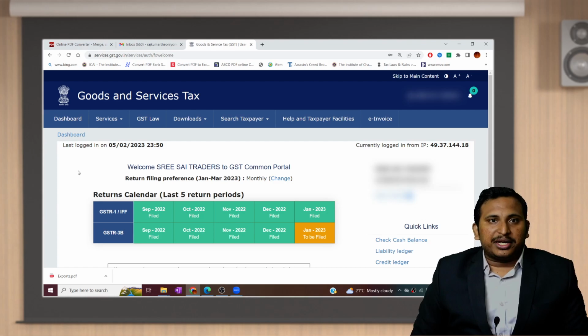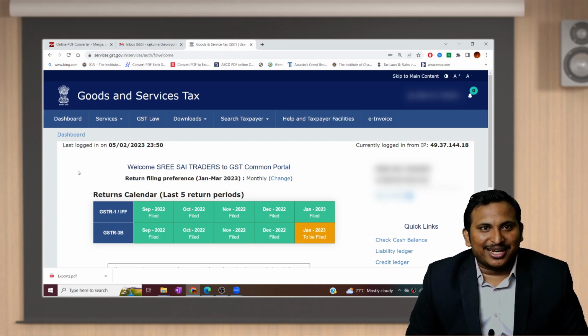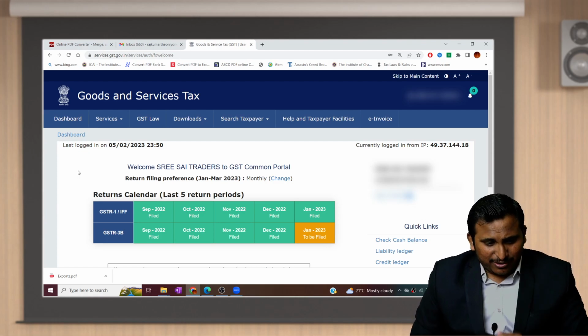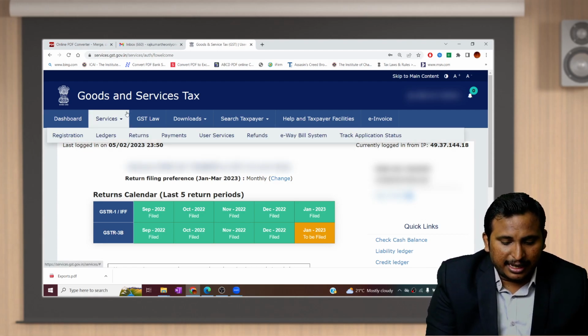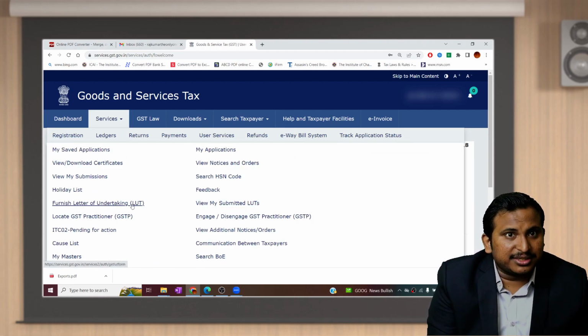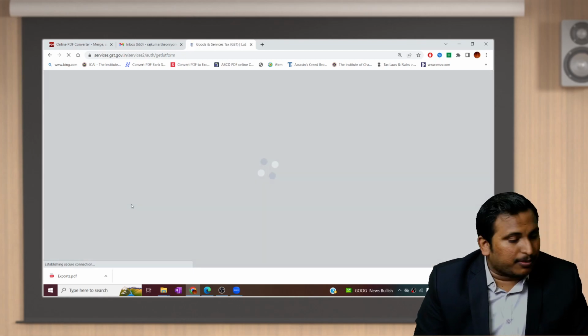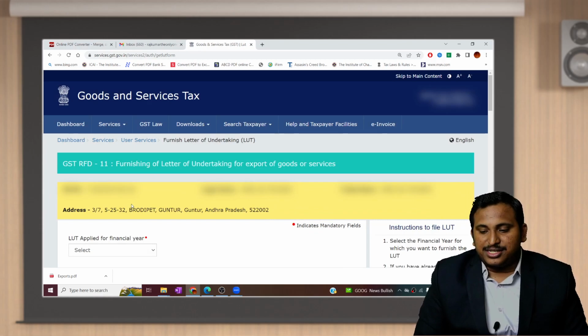Where we have to furnish our LUT. If you remember, on the second day I gave you the important activities and told you their navigation. This is one of the activities that I communicated: furnishing LUT. Where will it be available, sir? Go to Services, under that User Services, under that Furnish LUT. Are you getting the point? Services, User Services, and then Furnish LUT.